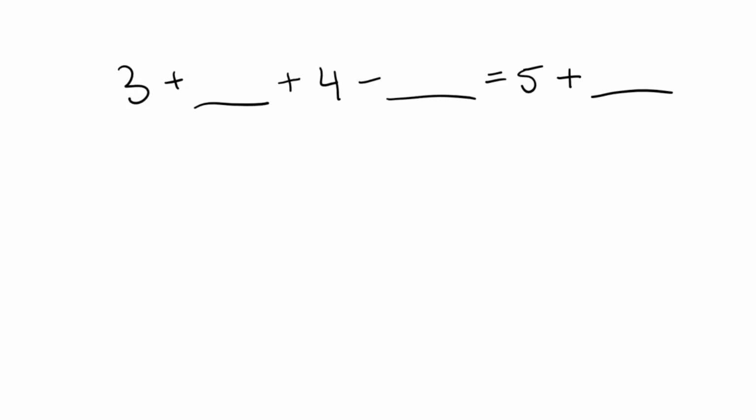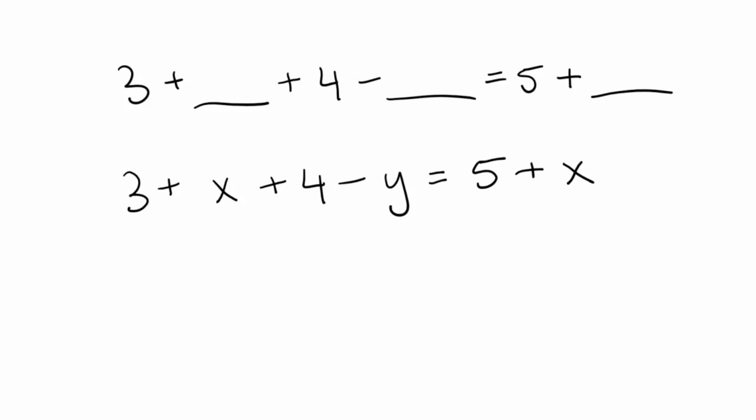Well, let me show you an equation like this. Let's say we have 3 plus blank plus 4 minus blank equals 5 plus blank. Well, that's a lot of blanks. So something like that might be difficult to solve. But now if I take the same thing and I replace it with variables, let's say I have 3 plus x plus 4 minus y equals 5 plus x.